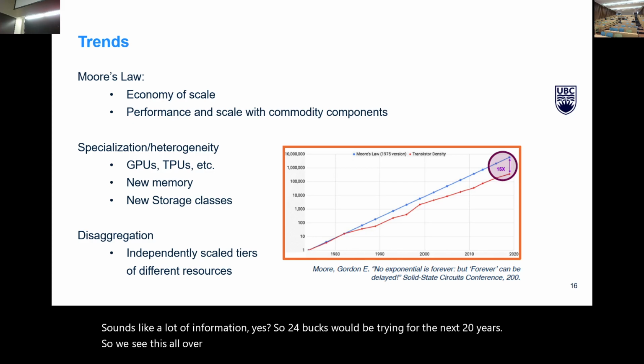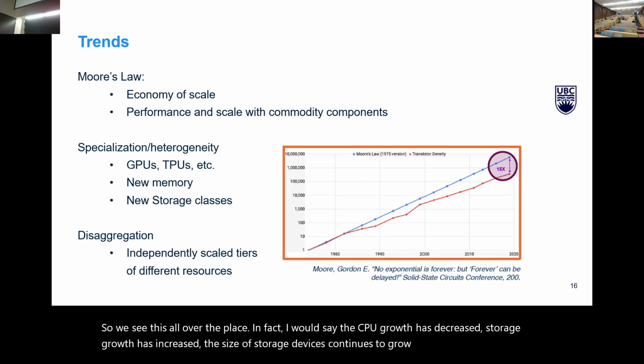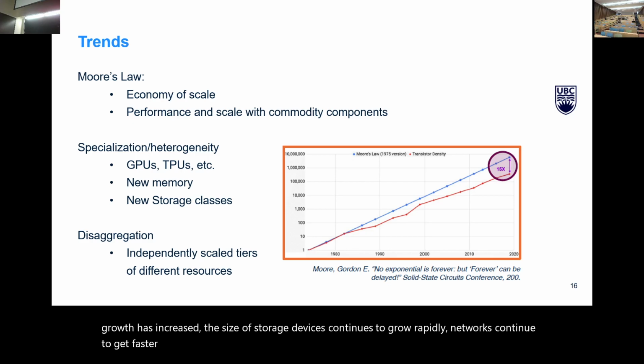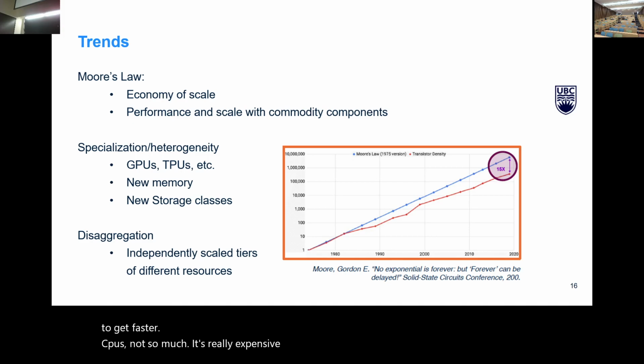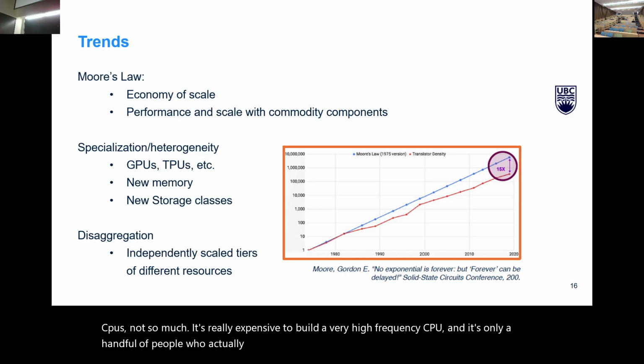In fact, I would say that CPU growth has decreased, but storage growth has increased. The size of storage devices continues to grow rapidly. Networks continue to get faster. CPUs, not so much. It's really expensive to build a very high-frequency CPU, and there's only a handful of people who actually do it. Mostly because it's really expensive. It generates lots of heat, and so on.